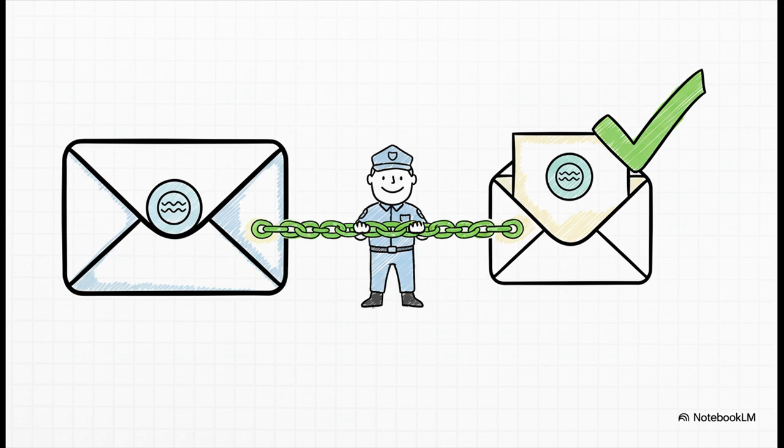DMARC verifies that the domain that passed the SPF check, or the domain that provided the DKIM signature, actually matches the visible from domain. This one simple check slams the door on the loopholes in the other protocols. It finally connects all the hidden technical stuff to what you and I actually see in our inbox.